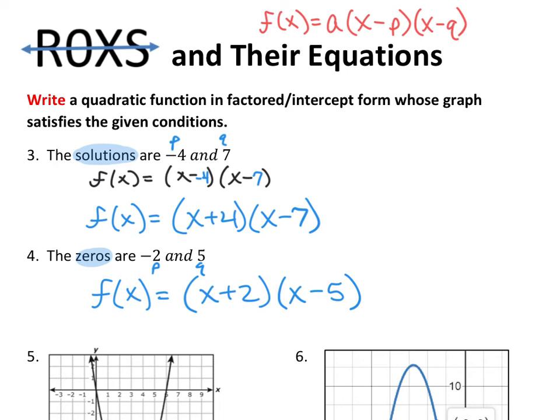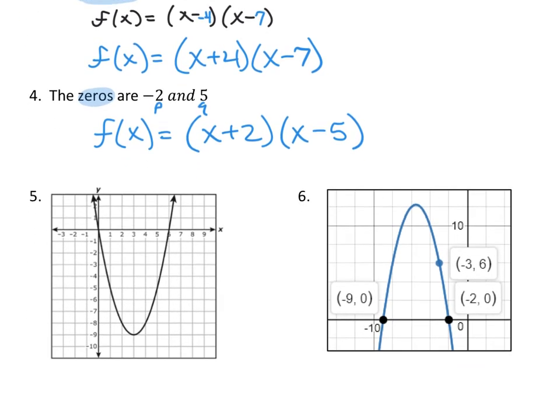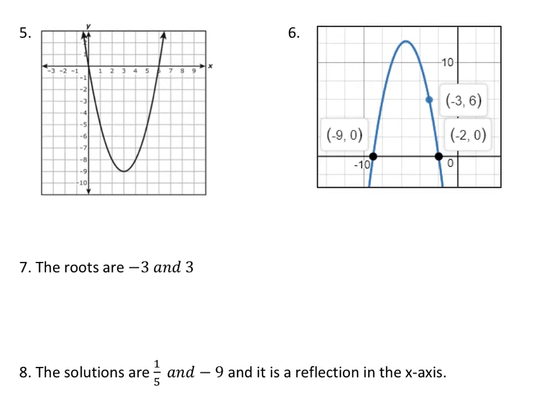Great, now what if I give you information like numbers 5 and 6? This time it's not in words, we have a graph. First thing I want you to notice about number 5 is that it has 2 places where it crosses the x-axis. That means it has how many solutions or how many x-intercepts? Yeah, 2. So we already know what P and Q are. P is going to be 0 and Q is going to be 6 because that's where they cross.